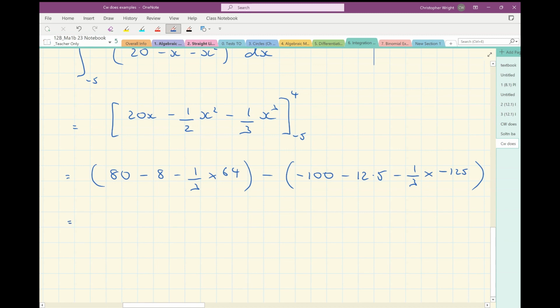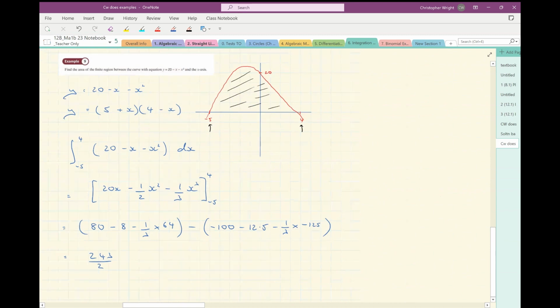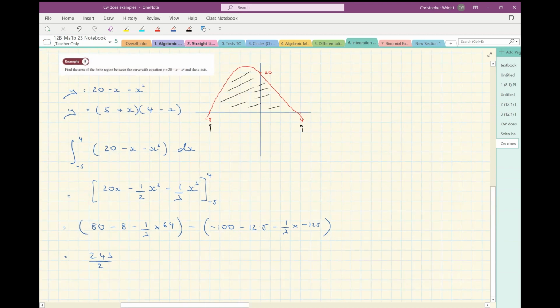If I put that carefully into my calculator, I find that the value is 243 over 2. So that is the area of the finite region between the curve and the x-axis. And that's example 9 finished.